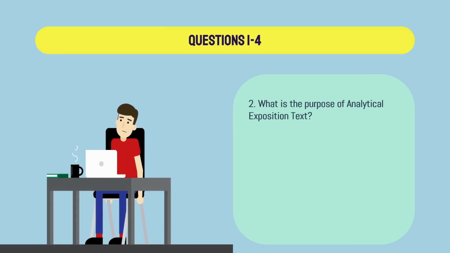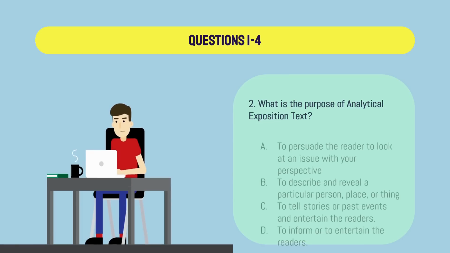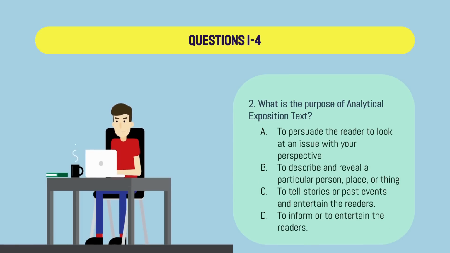Number 2. What is the purpose of analytical exposition text? A. To persuade the reader to look at an issue with your perspective. B. To describe or reveal a particular person, place, or thing. C. To tell stories or past events and entertain the readers. D. To inform or to entertain the readers. Time's up. The answer is A. To persuade the reader to look at an issue with your perspective.